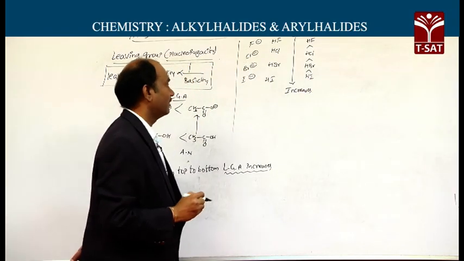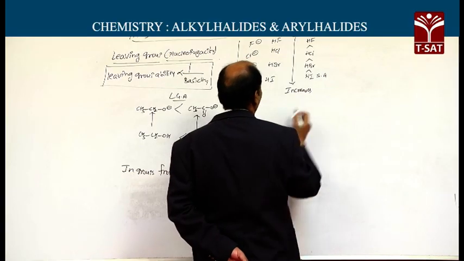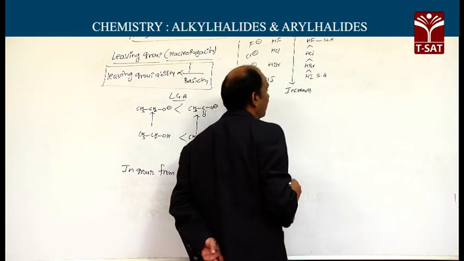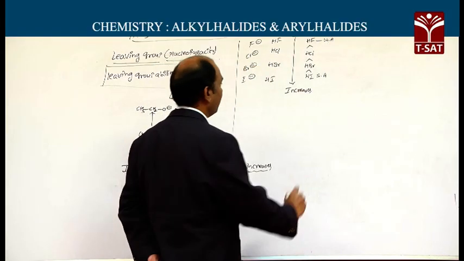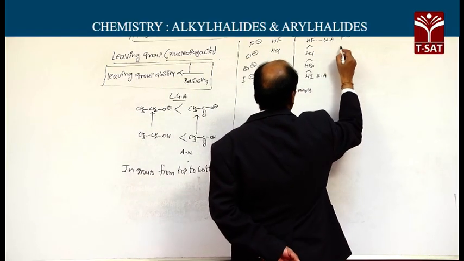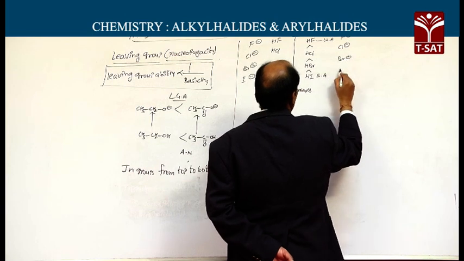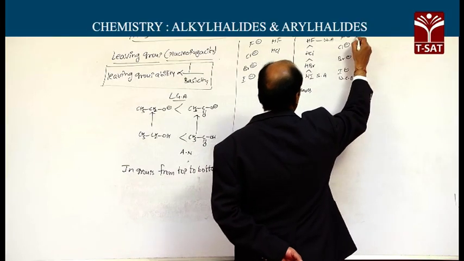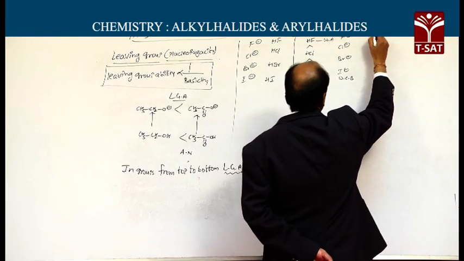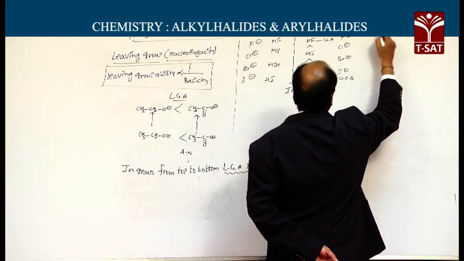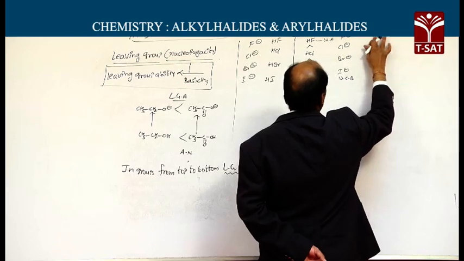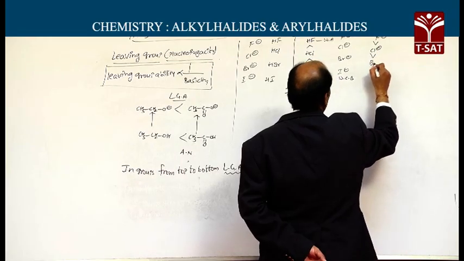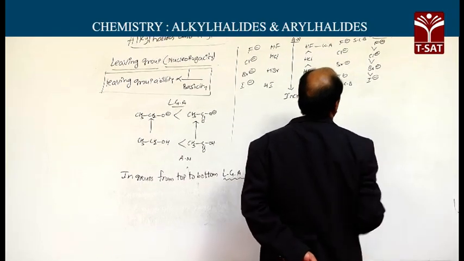HI is a strong acid. Strong acid will have weak conjugate base. That means this is a weak acid, and this weak acid will have strong conjugate base. Strong acid will have weak conjugate base. Let us take the bases F minus, Cl minus, Br minus, I minus. This is a strong acid, therefore the weak conjugate base. It is a weak acid, therefore strong conjugate base. Taking basicity, F minus is greater than Cl minus is greater than Br minus is greater than I minus.